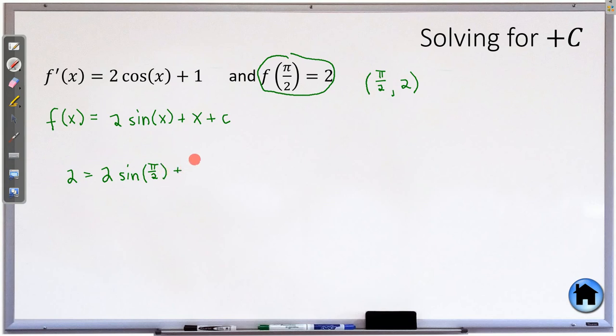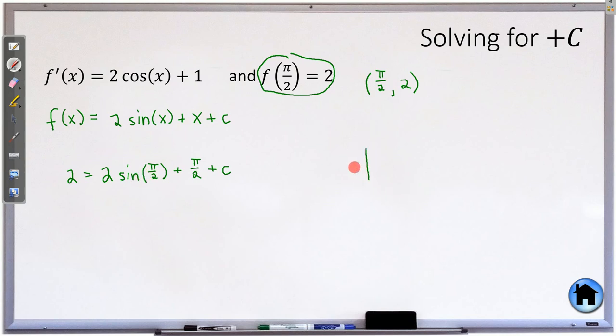Plus another x, pi over 2, plus c. So now we have an equation with only one variable. We can solve this. So let's see, what do we get here? What is sine of pi over 2?